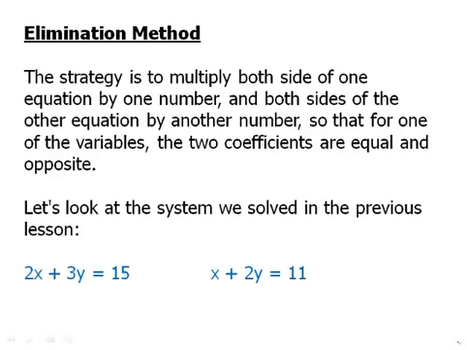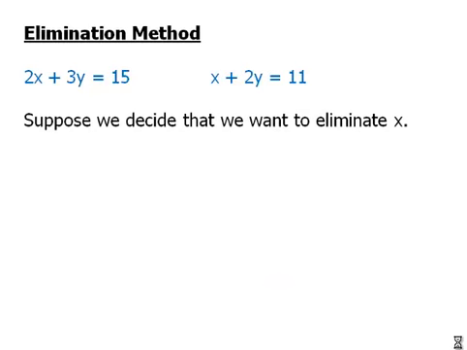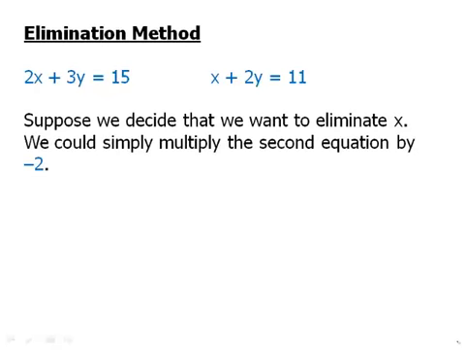Let's look at the system we solved in the previous lesson. So this is a system we solved with substitution, and it works well for substitution because we have that one variable, x, just with a coefficient of 1. We're going to solve this same system now with elimination. And we're going to solve it in two different ways. So suppose, first of all, we want to eliminate x. So the very first step in elimination is we have to choose the variable we want to eliminate.